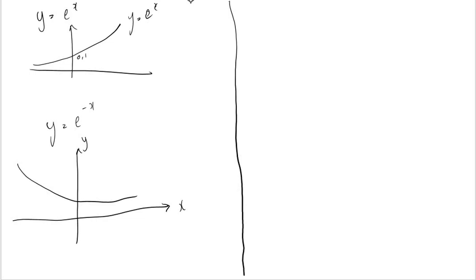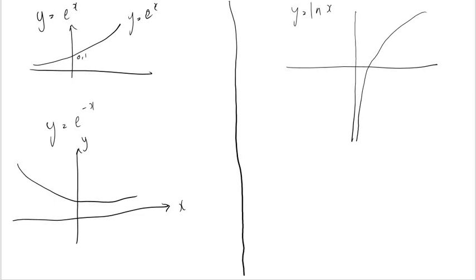Let's also draw y equals ln x. So ln x is a graph of this nature. Sorry, I didn't draw that correctly. It doesn't cross the y-axis. It asymptotes at the y-axis, y equals 0. So this crosses the x-axis at y equals 0 at 1.